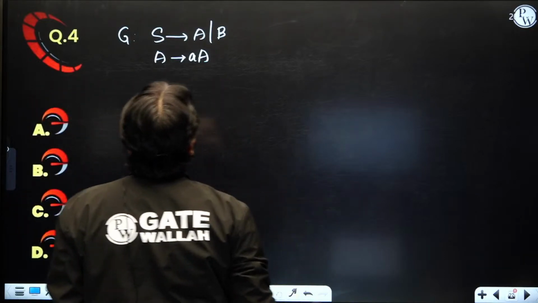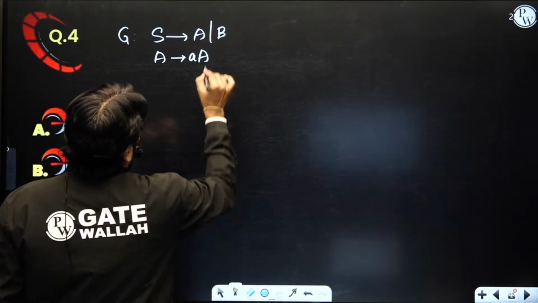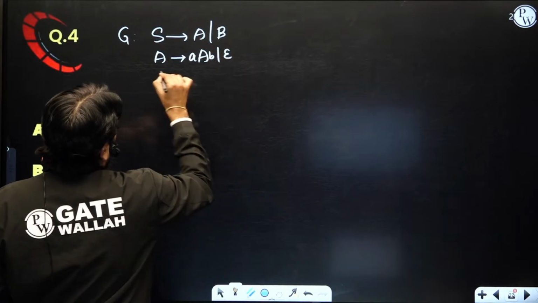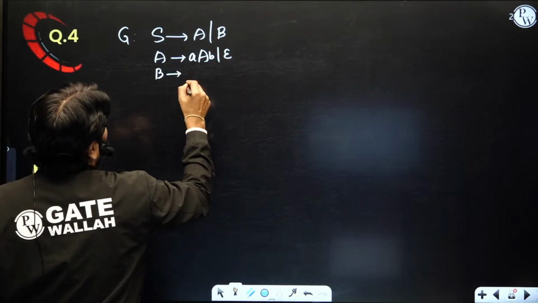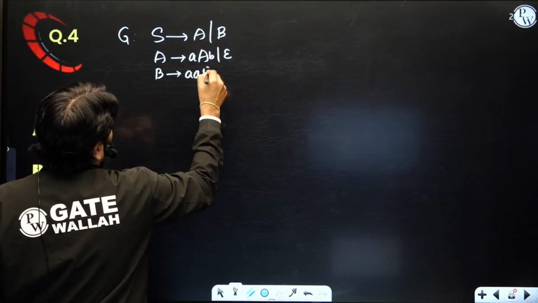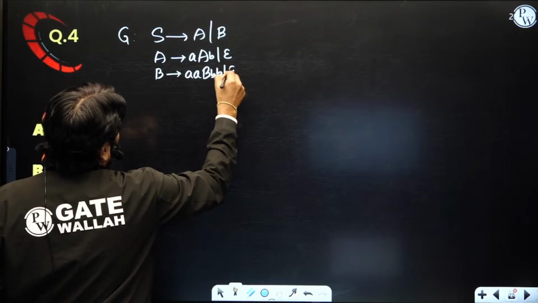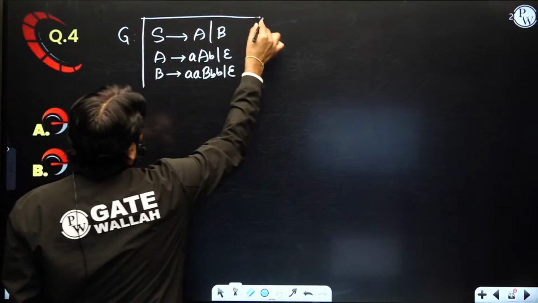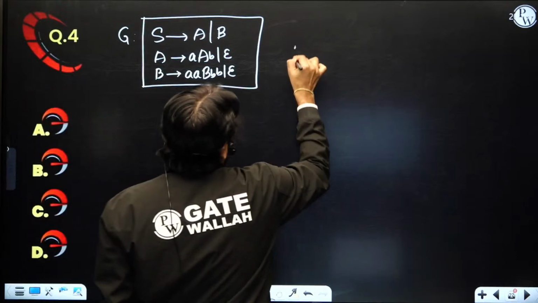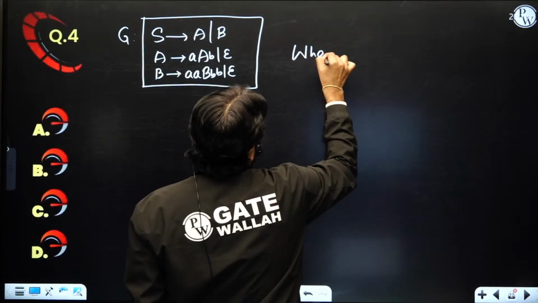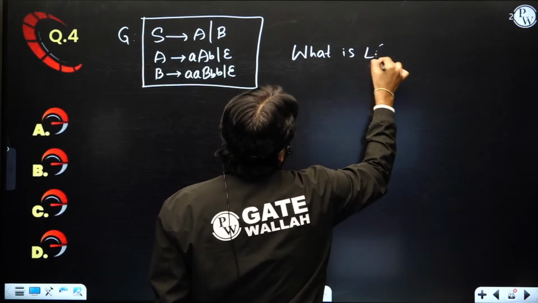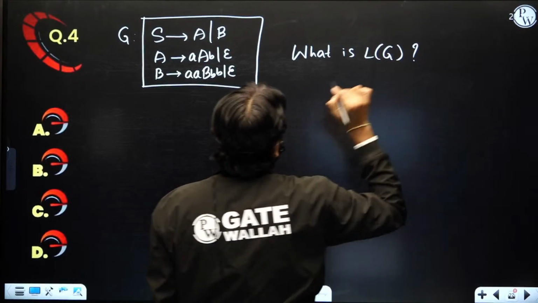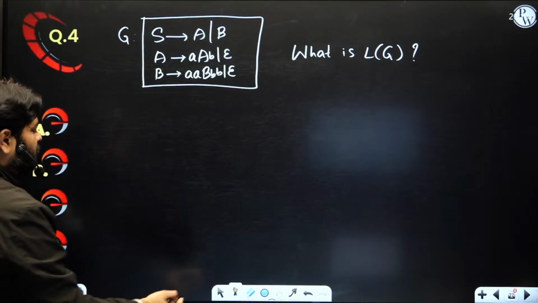Okay, I just want something else here. B derives double A, B double B or epsilon. Okay, it might be so simple, but you need to focus on what exactly the strings are. Not all the time is it what you think, right? Sometimes you need to simplify the language.